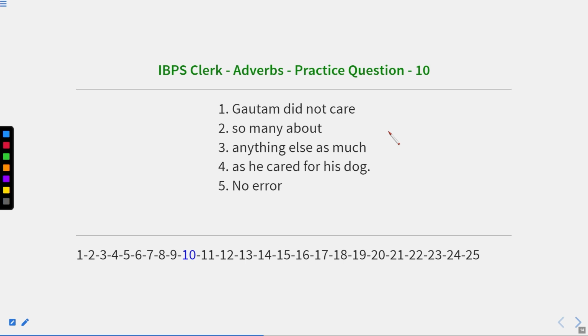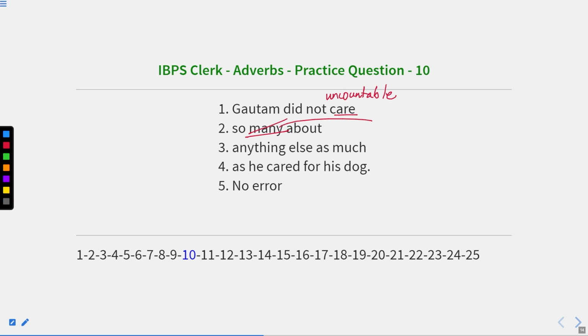Gotham did not care so many about anything else as much as he cared for his dog. Now, we are talking about the word care, and care is uncountable, as we know very well. It cannot be counted, it is only felt. So this is uncountable. And if it is uncountable, we cannot use the word many, because many is used only with countable nouns.